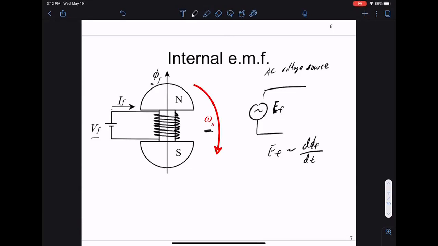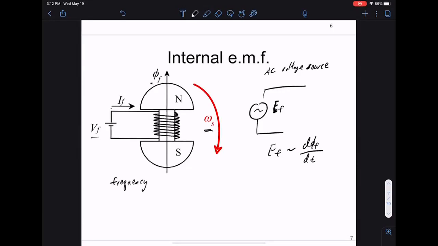So the frequency of EF, this internal EMF, is omega S. This is basically how fast you turn. How about the voltage, or the magnitude? How do I change the magnitude of this? Number of windings?